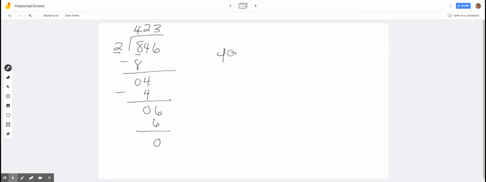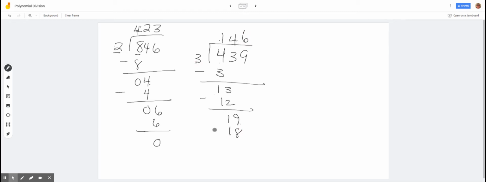Let's say you have 439 divided by 3. You go, 3 goes into 4 one time. 1 times 3 is 3. Subtract, 1. Bring down the 3. 3 goes into 13 4 times. 4 times 3 is 12. 13 minus 12 is 1, right? Bring down the 9. 3 goes into 19 6 times. 3 times 6 is 18. And you get 1 remaining.